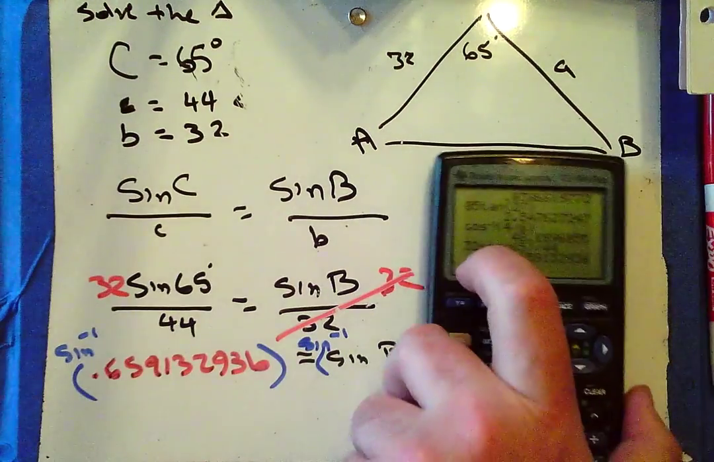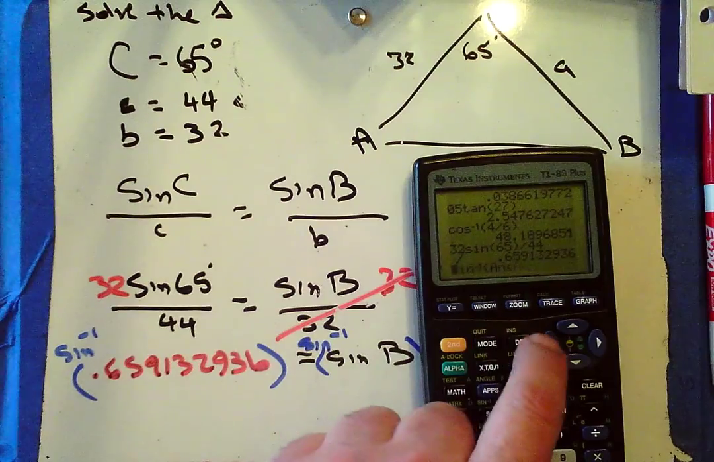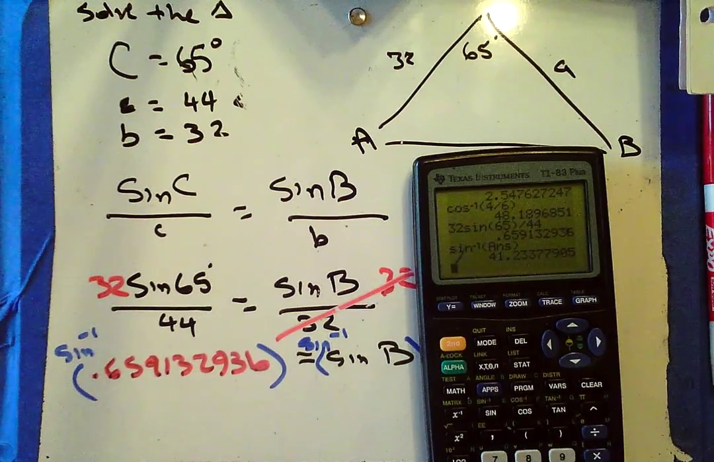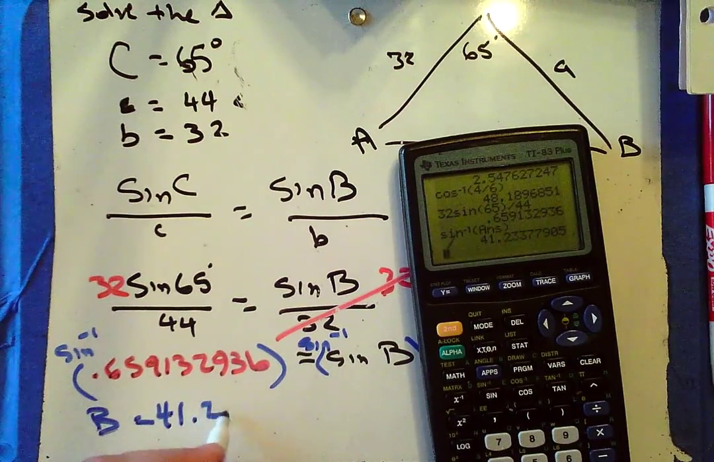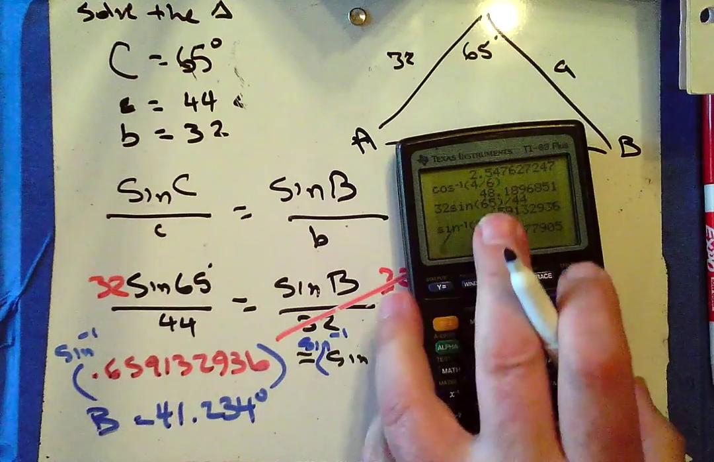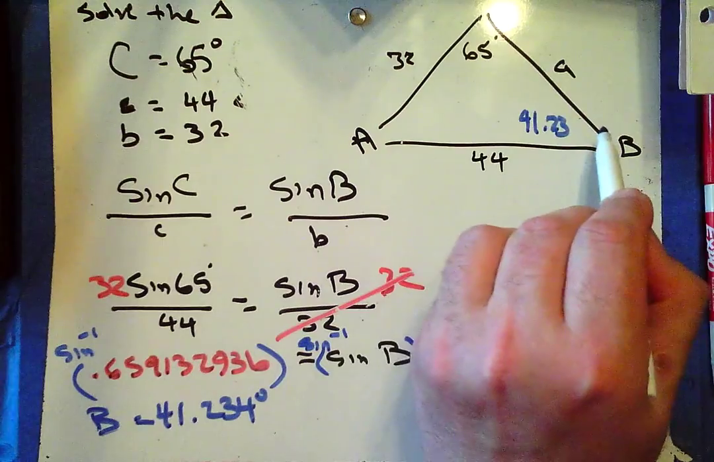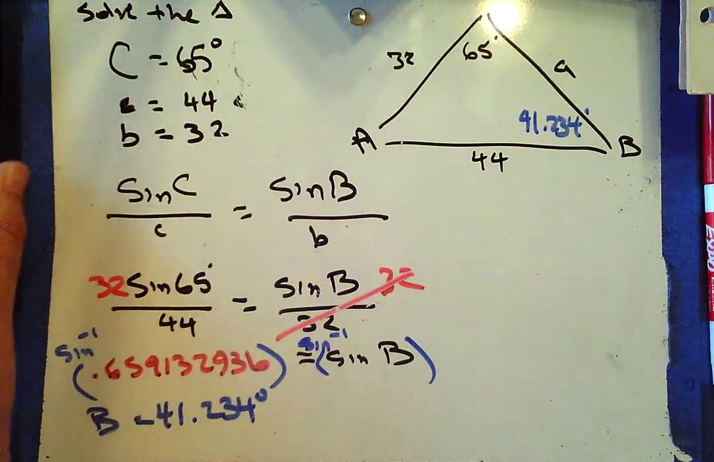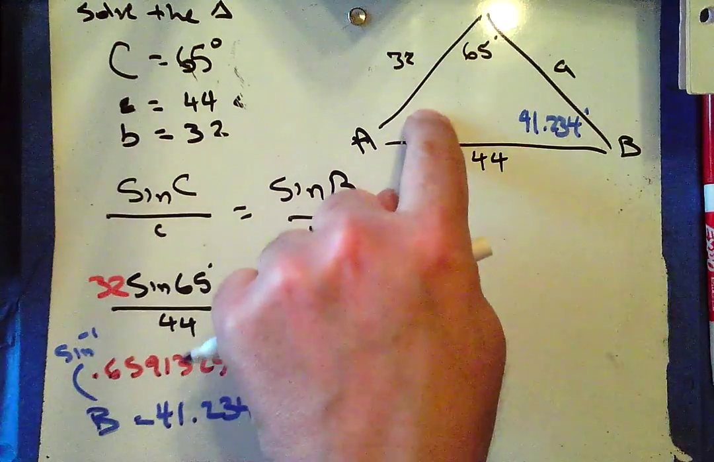Okay, so I take out my calculator and I do inverse sine of that answer. Oops, and I don't need an LN there. Inverse sine of that answer, and I end up with B equals 41.234 degrees. Okay, so 41.234 degrees. So, how do I find this missing side?